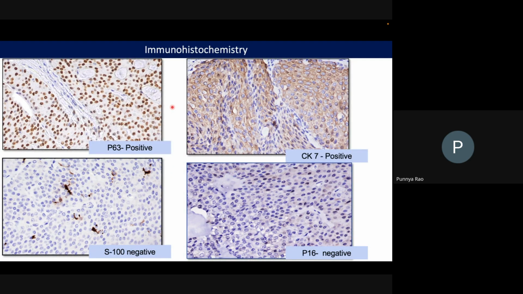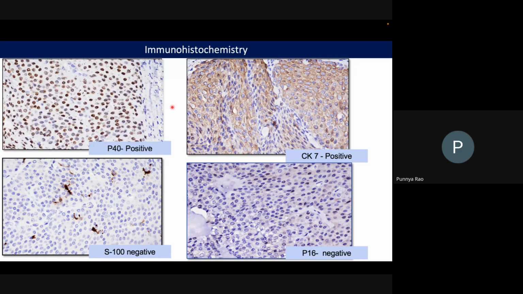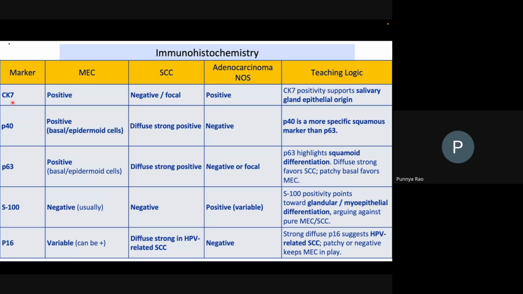It was P63 diffusely positive, P40 diffusely positive, CK7 positive, S100 negative, P16 negative. We got it done at AIMS, this particular immunohistochemical panel. So the CK7 positivity suggests that it is of salivary gland epithelial, or rather ductal, origin.